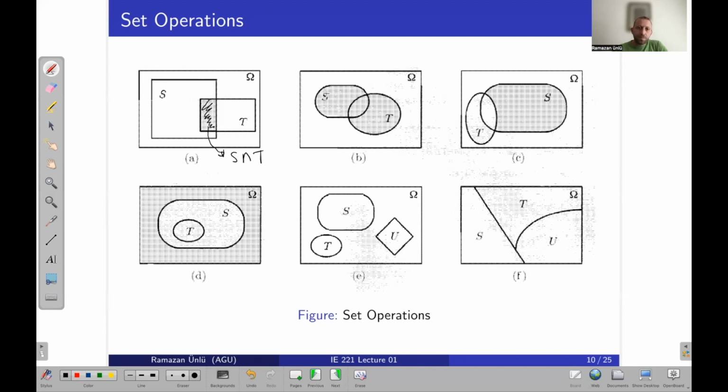Now the shaded region covers all the events here, and we call this S union T. This is T. So this is S union T.